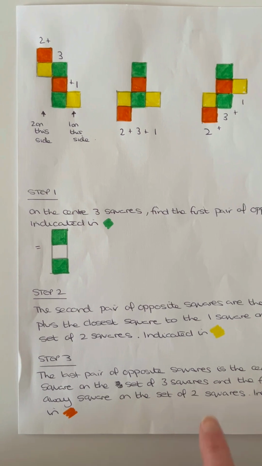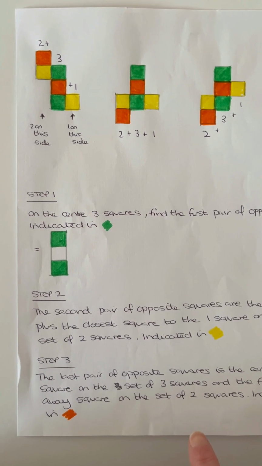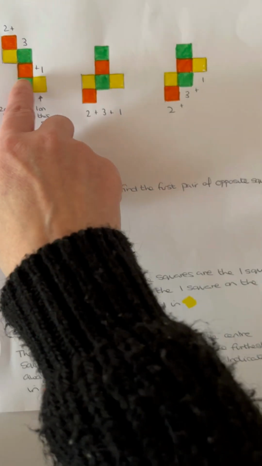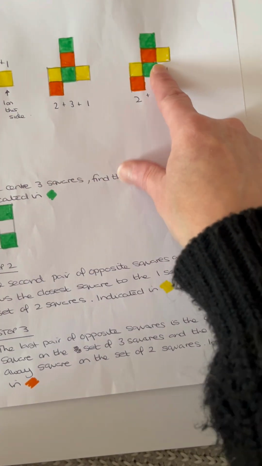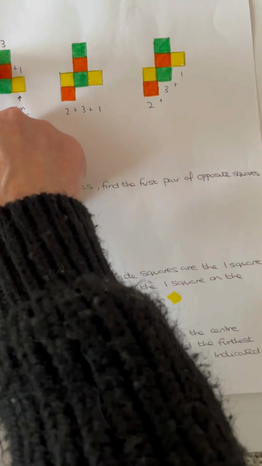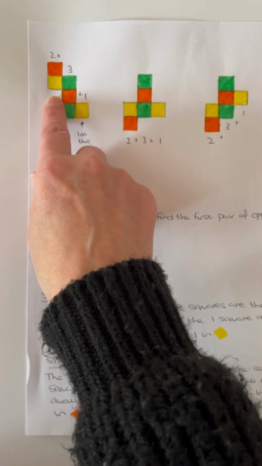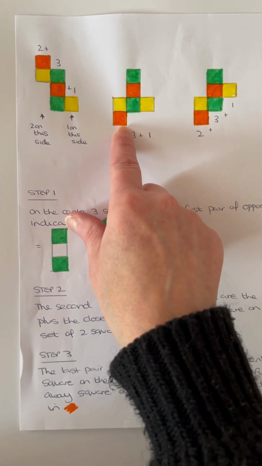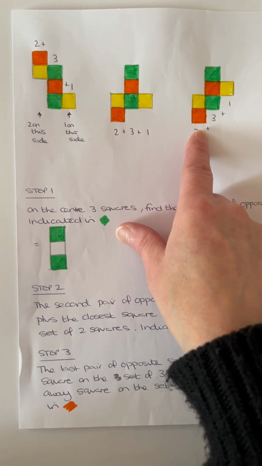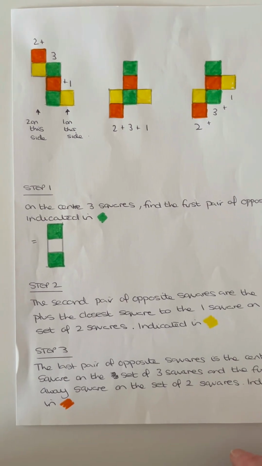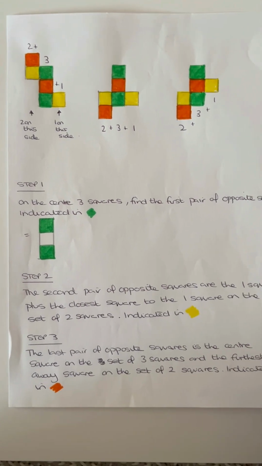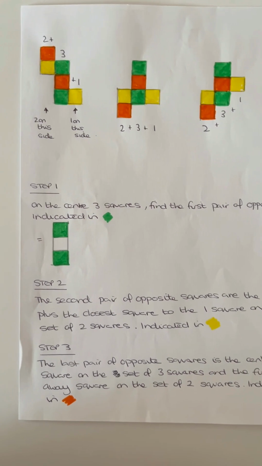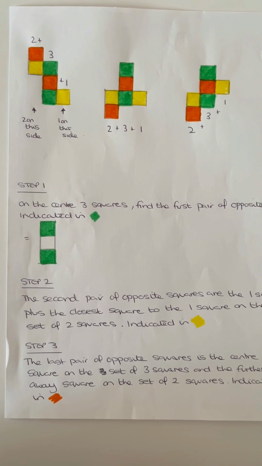So on step 3, basically, I found it was easier remembering this as the middle square, middle square, middle square, and then the furthest away on the 2. So again, the furthest away on the 2 and the furthest away on the 2. So if you get to learn those rules, you could draw them out like I have and write it all up.